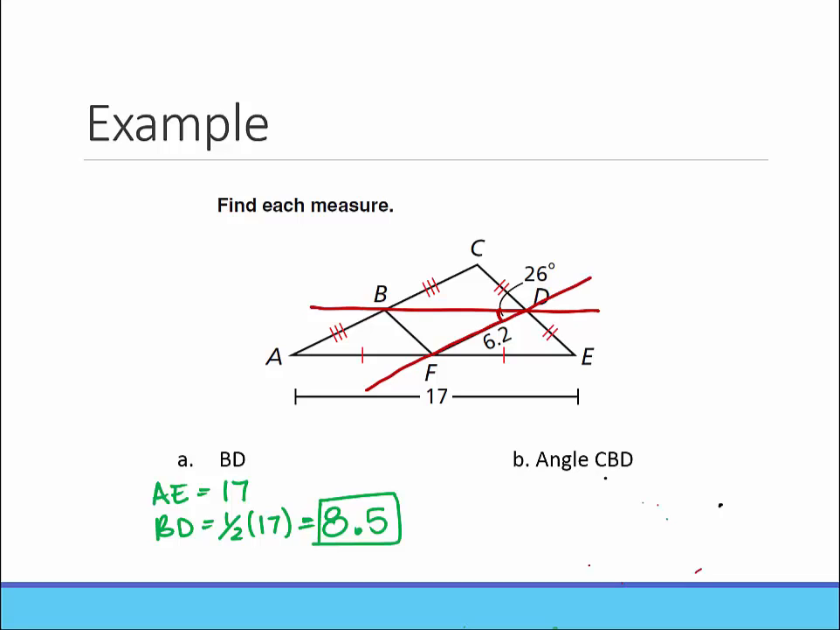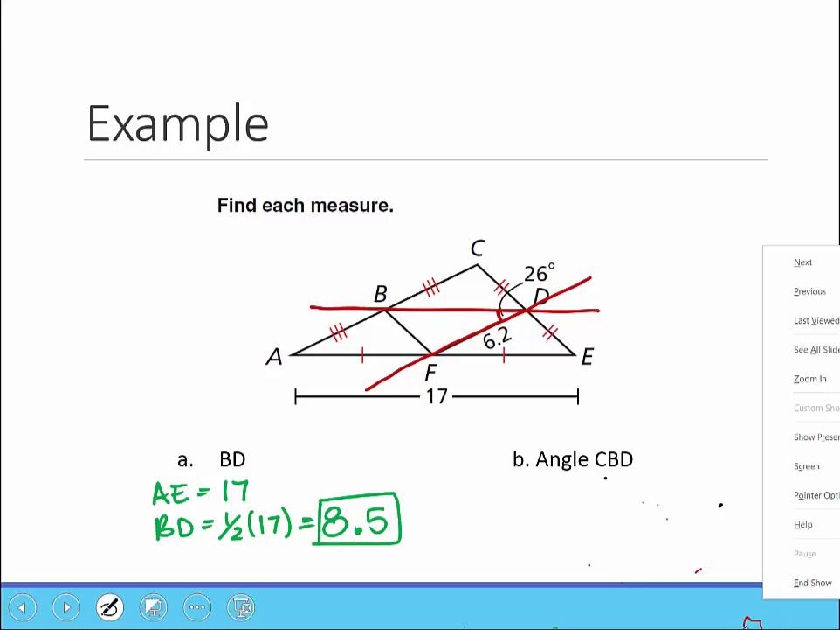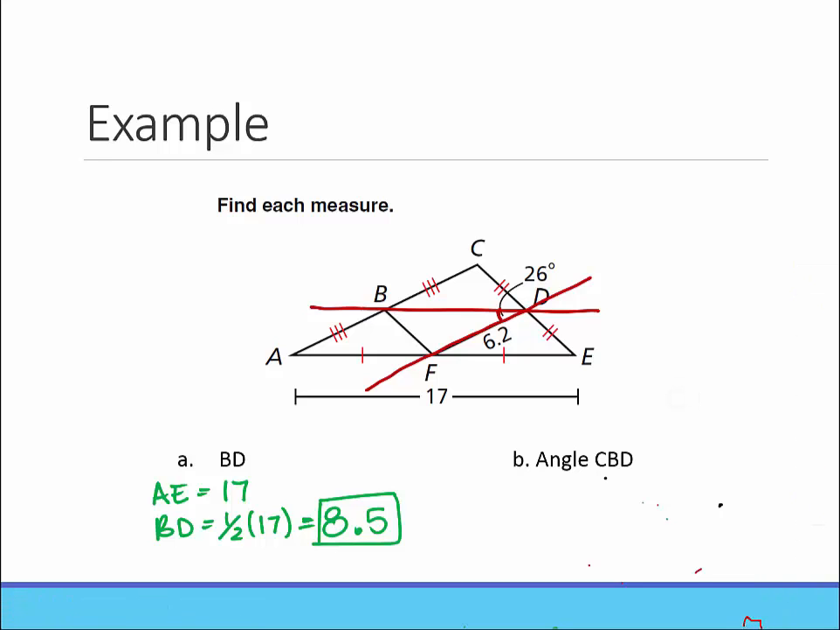Now, since we're finding angles, we want to use something like the alternate interior angle theorem. So in order to do that, we have to have parallel lines. So this line right here, DF, is parallel to this line here. And then this BD acts as our transversal. So if you know this angle right here, the alternate interior angle theorem says that we know that angle right there, and that they have to be equal. So angle CBD is also 26 degrees by the alternate interior angle theorem. And that's it.